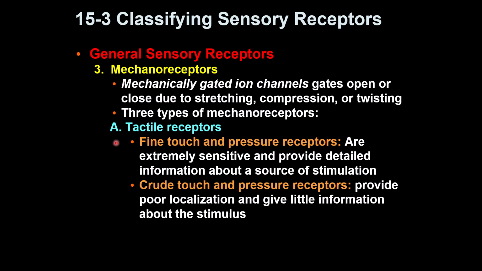Depending on the sensation, you can have the receptors for fine touch and pressure. For example, touching your face with a cotton ball. So this is a very light touch. But these types of receptors are very, very sensitive, and they give you information about the type of stimulus and also location.